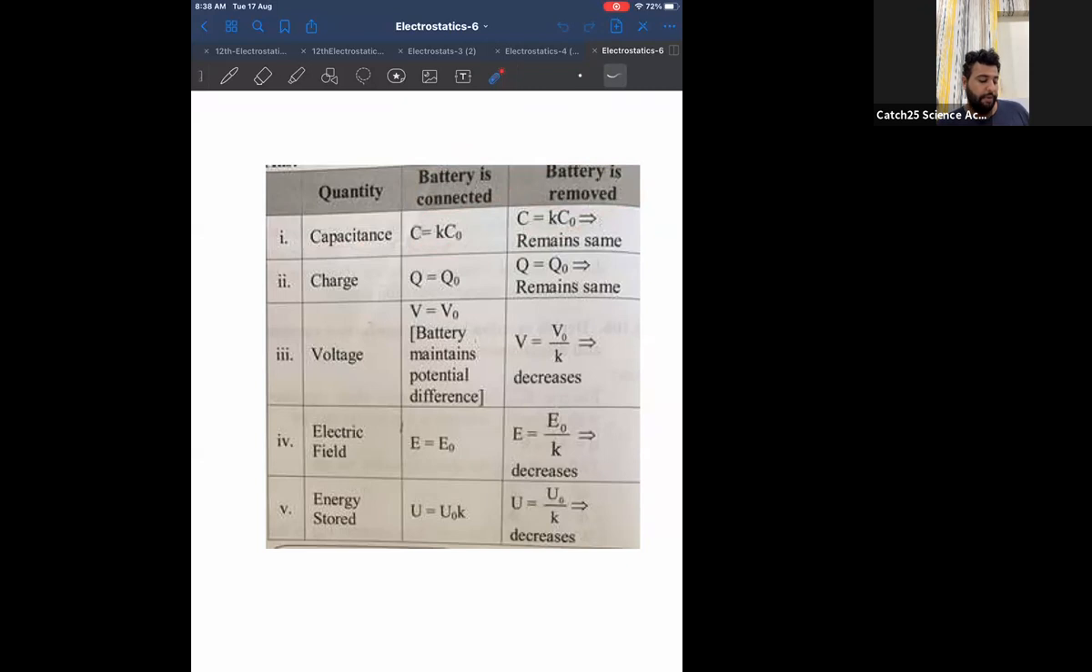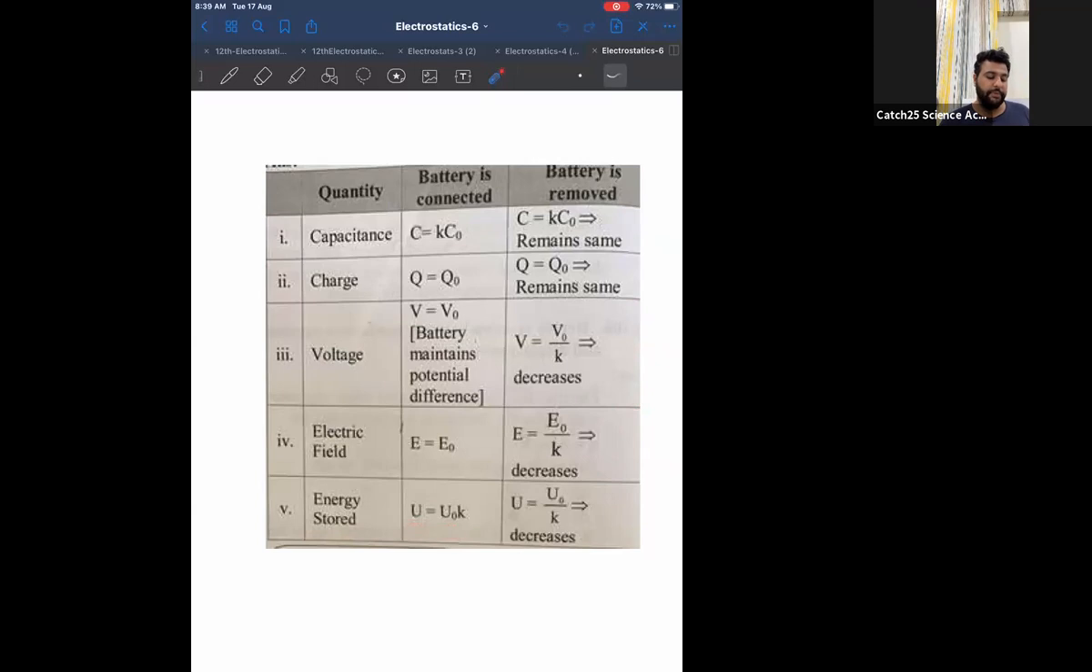Okay. Now, if you look at charge, charge always remains the same, whether battery is connected or battery is removed. But voltage, when battery is connected, does not change. But when battery is removed, it decreases by a factor of K. Electric field also does the same. Just check. And energy, when the battery is connected, increases by a factor of K.